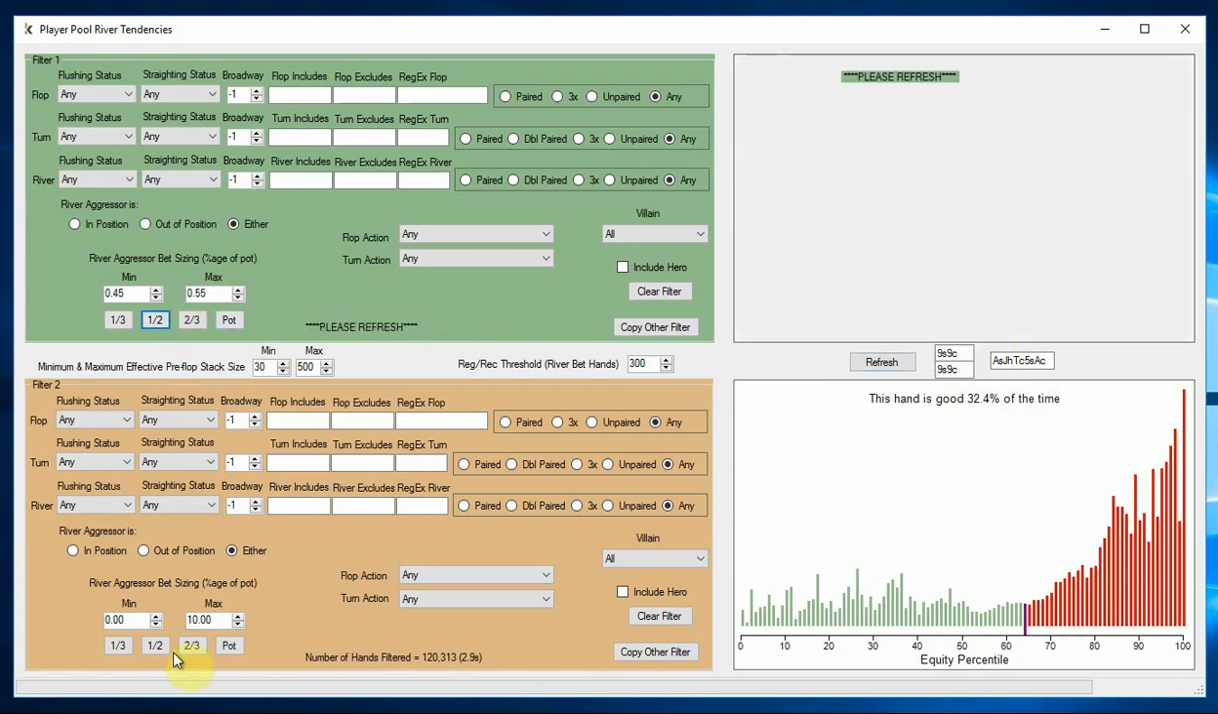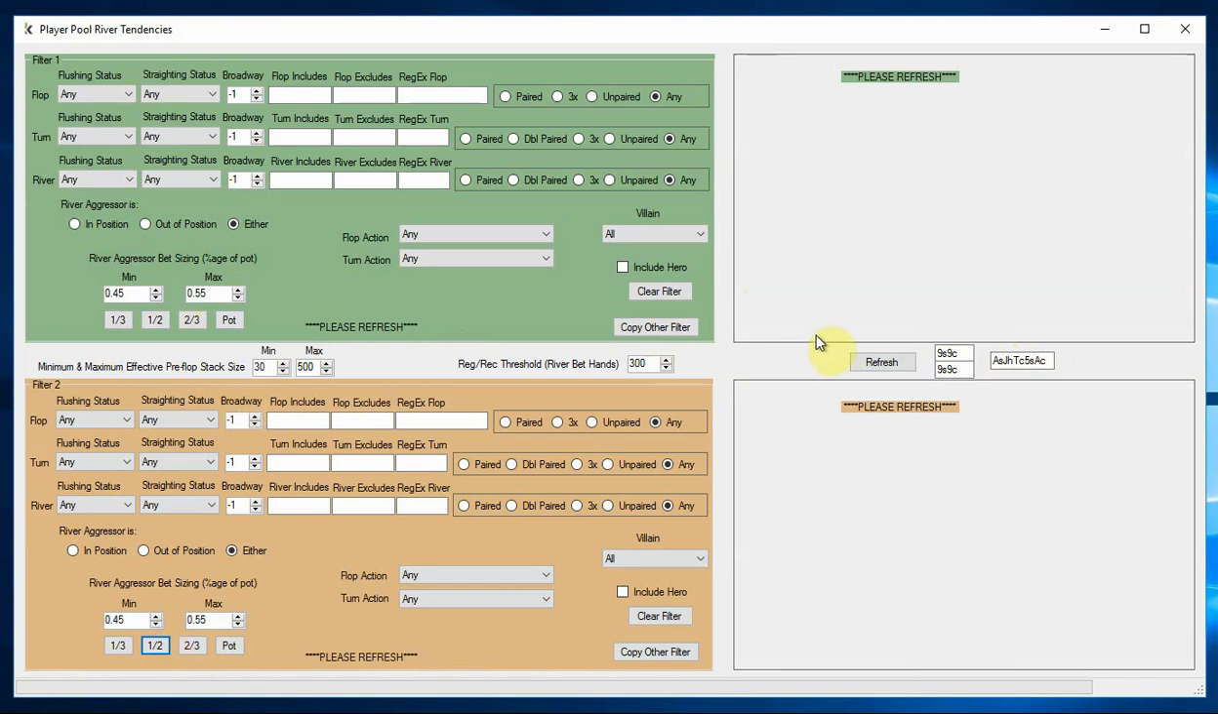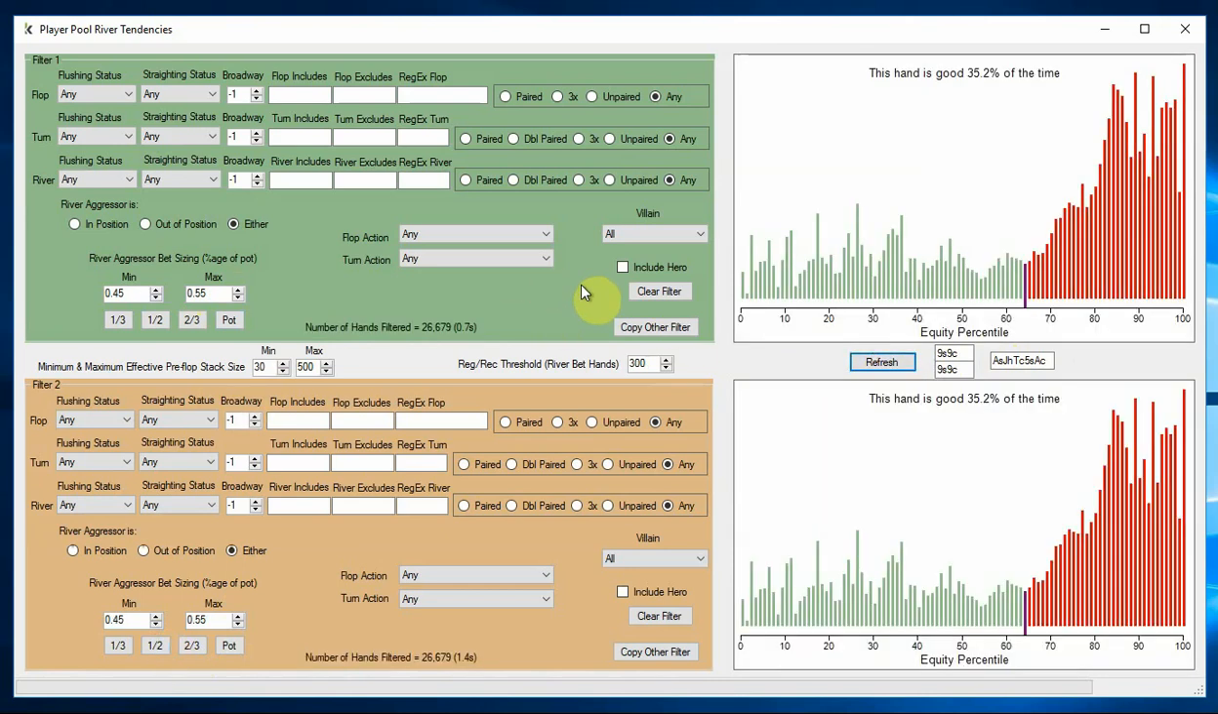So I'm going to adjust these filters here. The reason we have two graphs here is to compare against each other, but we'll set them to the same thing to start with. Facing a half pot bet, we should be good just over 35% of the time, and that's on a sample size of 26,000 hands. Looking at that, you would say that we should make the call, because the maths of the pot odds on the river when someone's bet half pot is that you need to be good at least 25% of the time. But we haven't put any kind of detail in about this particular run out.